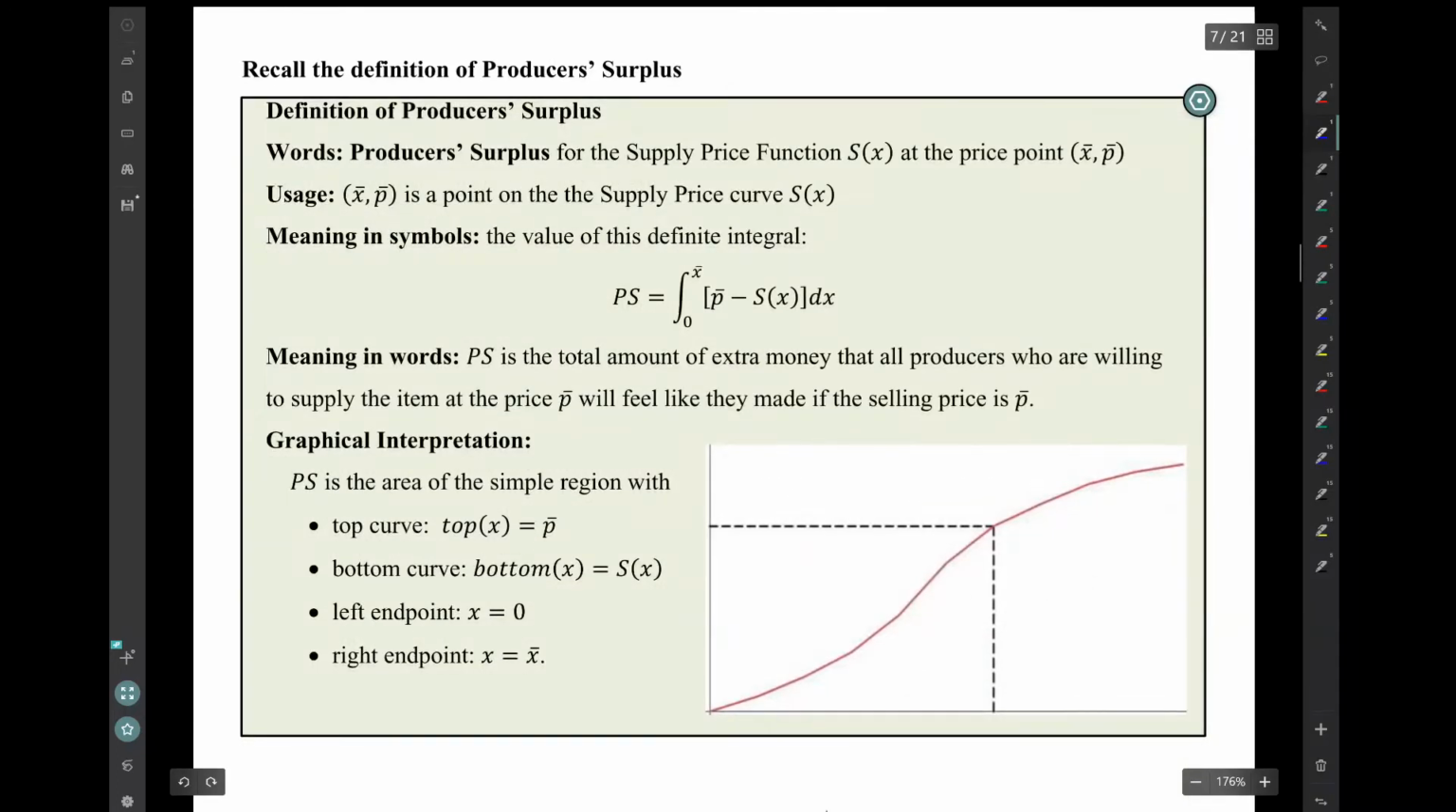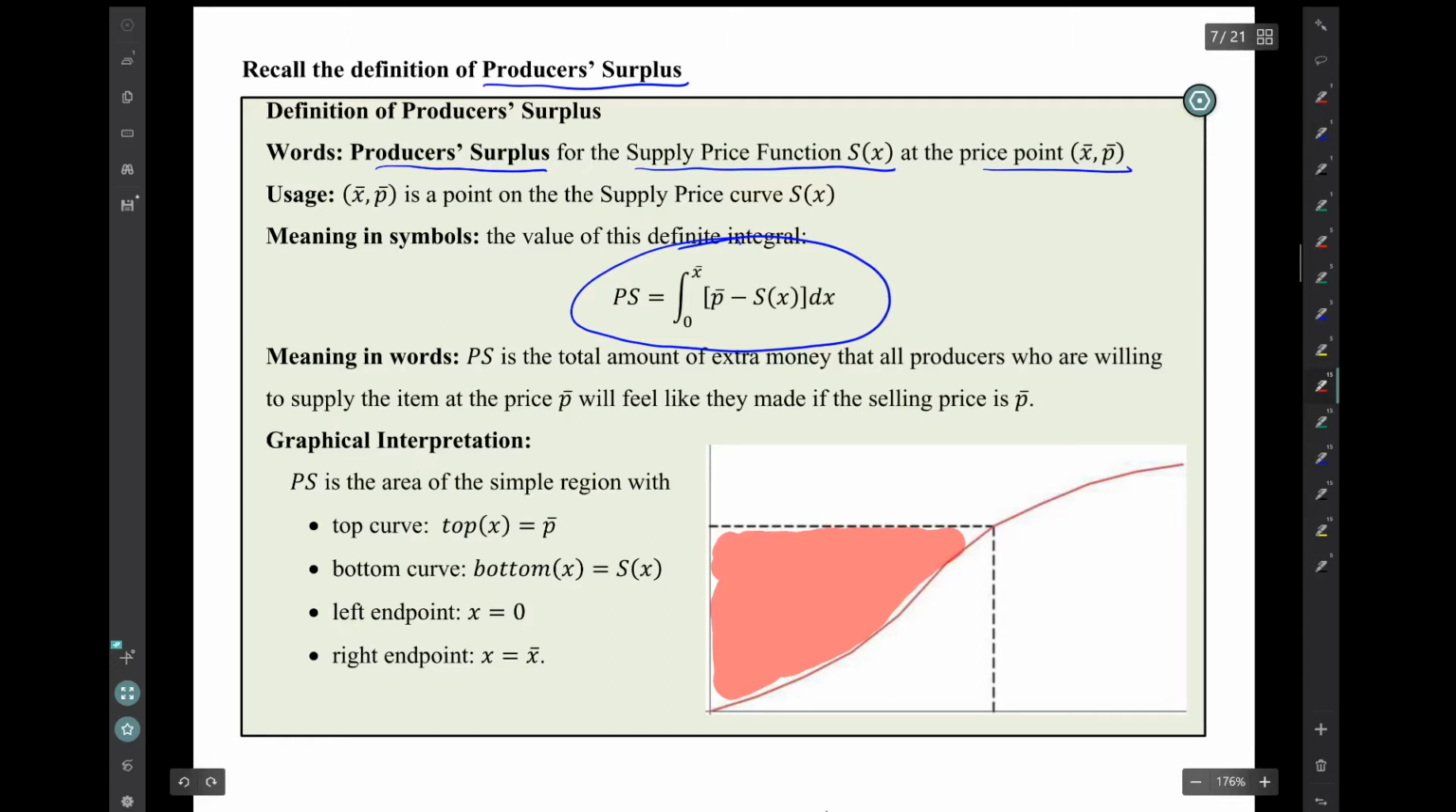And recall the definition of producer's surplus. The producer's surplus for the supply price function capital S of x at the price point x bar, p bar is defined to be the value of this definite integral. In terms of the graph, it's the value of the area of this simple region.